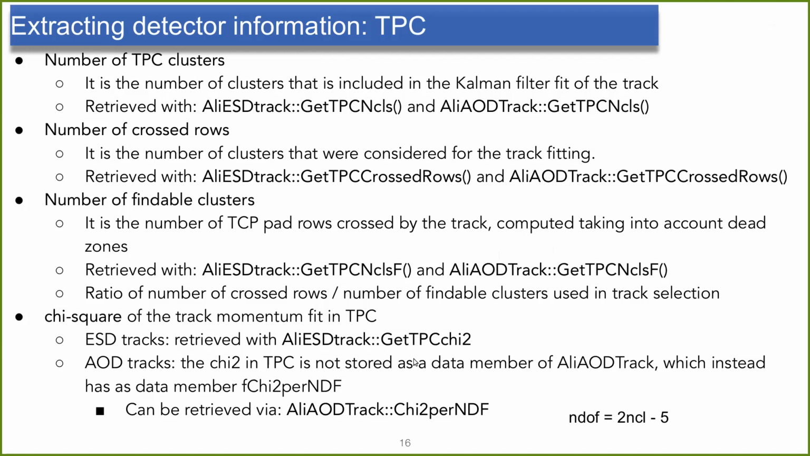In case of AOD, you cannot get only the TPC chi-square, you can directly get the chi-square per NDF. So it is a little bit different compared to the chi-square per TPC cluster, because this NDF is basically 2 times the number of clusters minus 5. So this is basically the TPC chi-square divided by (2 times number of clusters minus 5). So one needs to be careful when using ESD and AOD, if one wants to use any additional cut on this TPC chi-square per cluster.